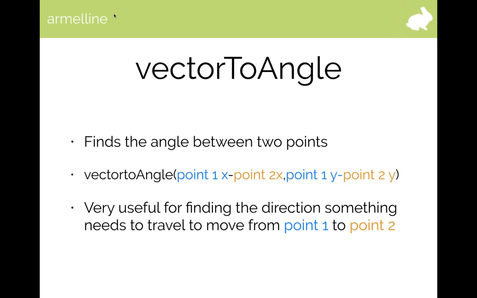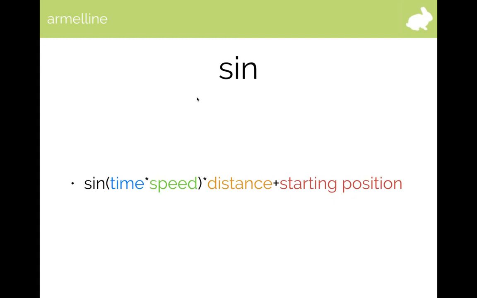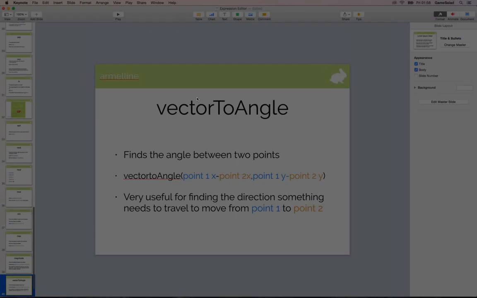If we have the player directly above, we'd be looking for it to give us the angle from the player's perspective to the center of the screen. We'd be wanting it to give us the angle of 270. And if we had the player directly to the left, we'd be wanting to get the angle of 0. So it's very useful for finding the direction something needs to travel to move from that first point to that second point.